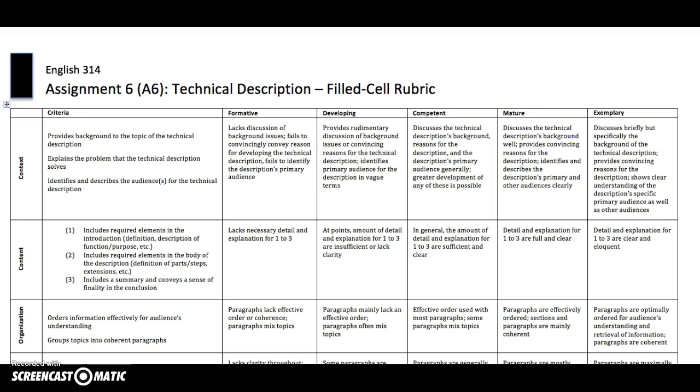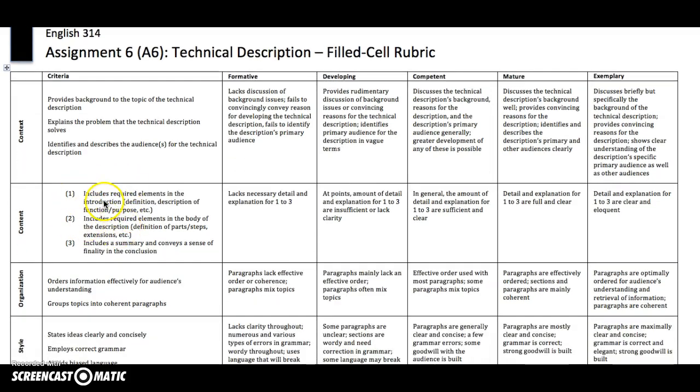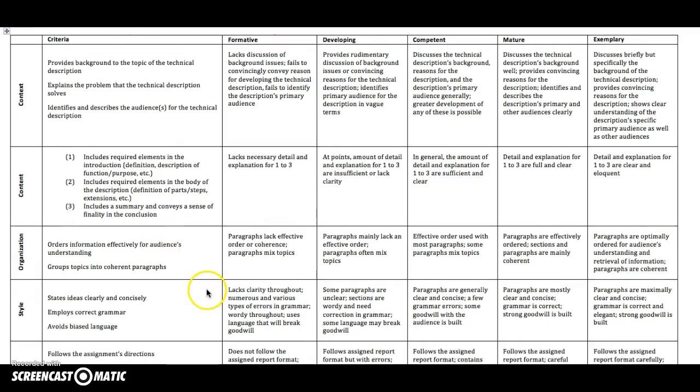Okay, so in this assignment, in the context, we're looking to see if the technical description provides some background to the topic, if it explains the problem that the technical description solves, if it identifies and describes the audience for the technical description. Then in the content, we're looking to see whether the technical description includes required elements in the introduction, such as the definition, the description, and the function and the purpose. If it includes required elements in the body, such as the definition of parts or steps, or major or minor parts or extensions, and if it includes a summary and conveys a sense of finality in the conclusion.